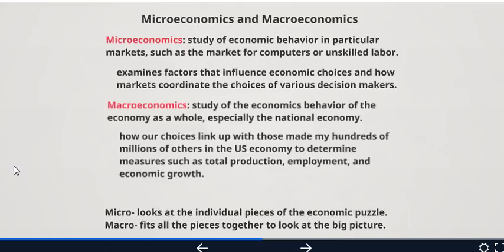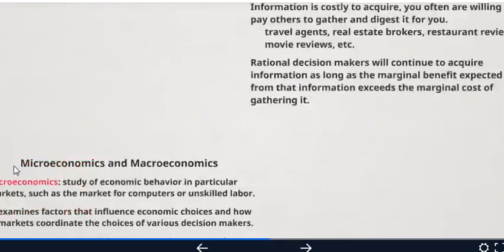How our choices link up with those made by hundreds of millions of others in the U.S. economy to determine measures such as total production, employment, economic growth. So to break it down, micro looks at the individual pieces of the economic puzzle, where macro fits all of those little pieces together to look at the big picture.